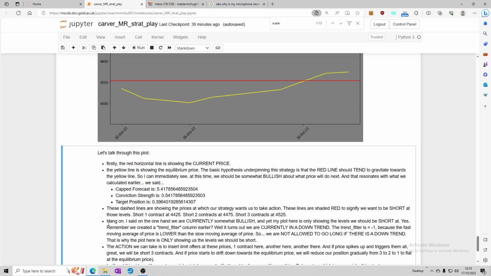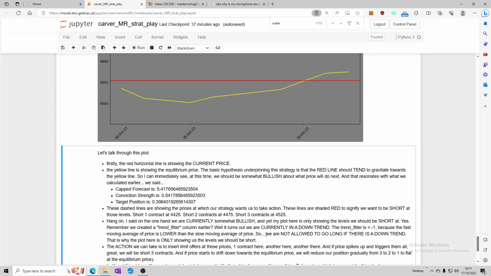Hang on, I said, on the one hand, we are currently somewhat bullish, and yet my plot here is only showing the levels we should be short at. Yes. Remember, early on we created a trend filter column. And it turns out we are currently in a downtrend. The trend filter is currently -1. And that follows because the fast moving average of price is lower than the slow moving average of price.